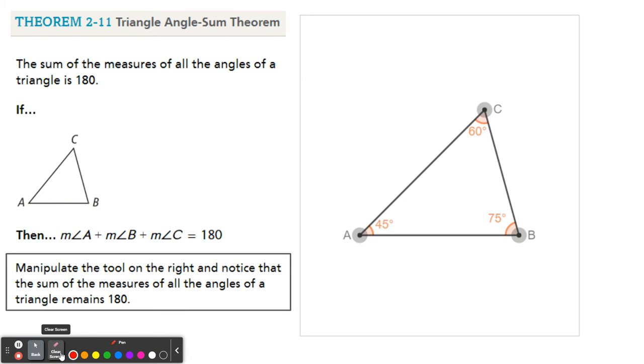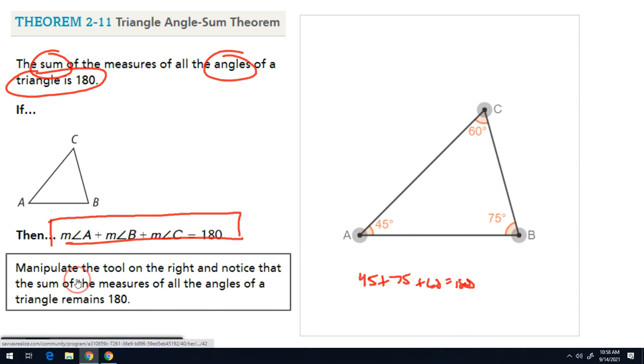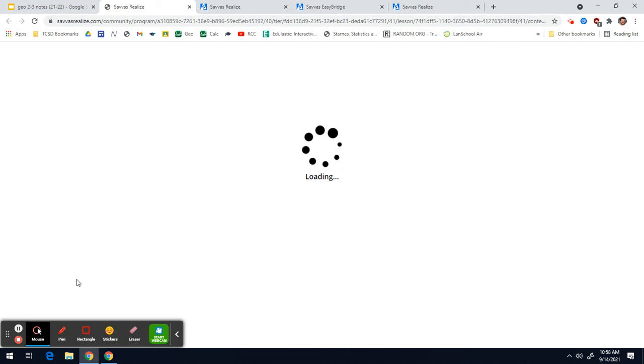Okay, so here's your triangle angle sum theorem, which we kind of discussed already. The sum of the measures of all the angles of a triangle is 180. And again, this is what we wrote down in the other slide with 1, 2, and 3. If you look over here, 45 plus 75 plus 60 equals 180. And we're going to take a look at this triangle in Canvas, and let's do some manipulation to it.